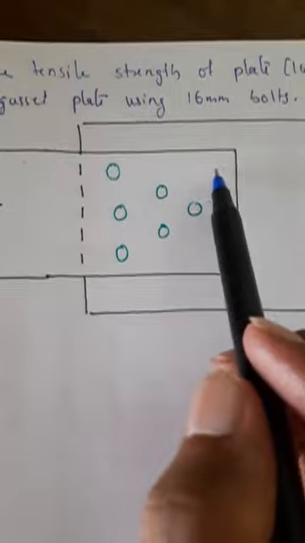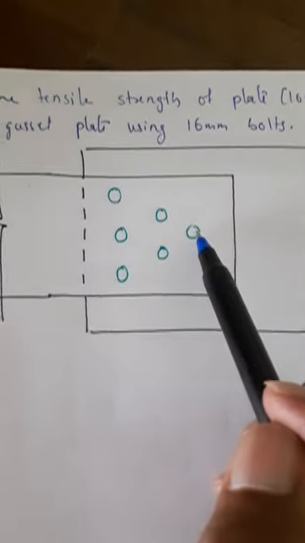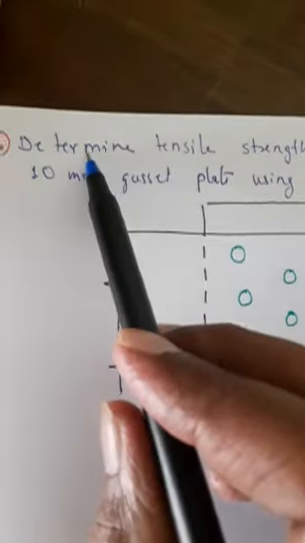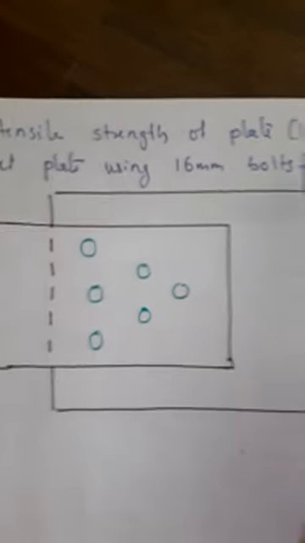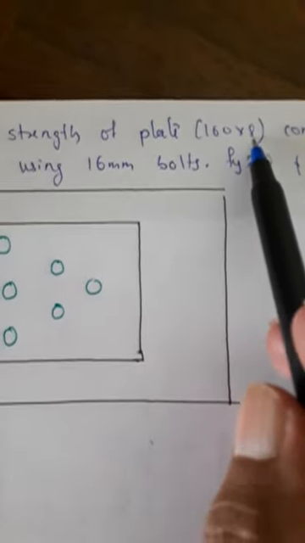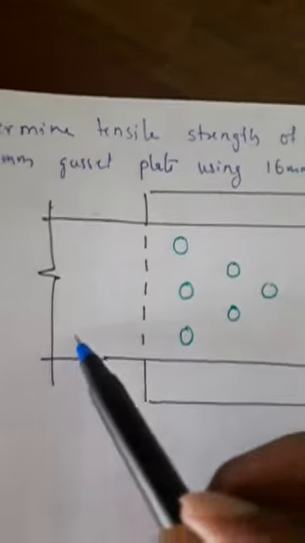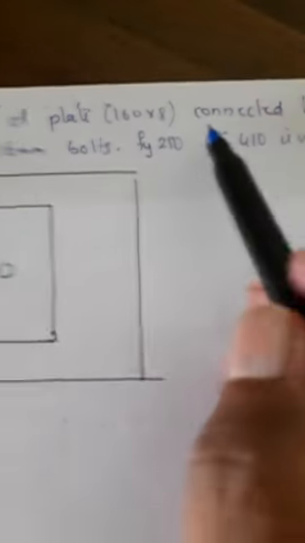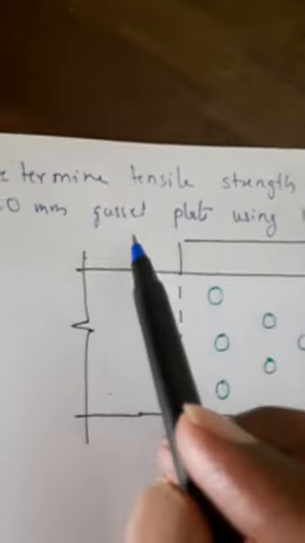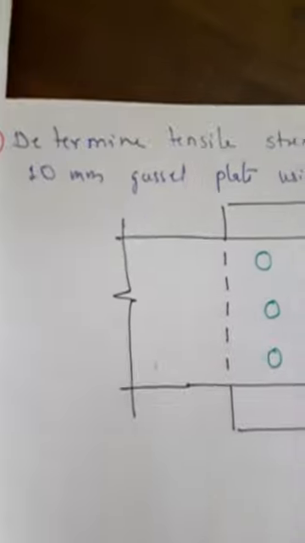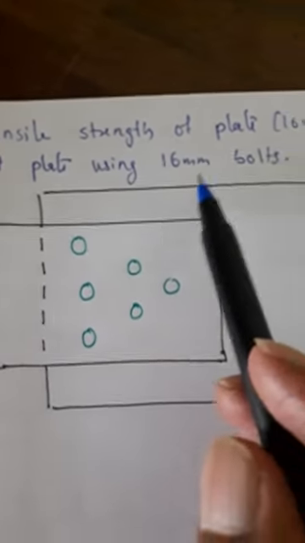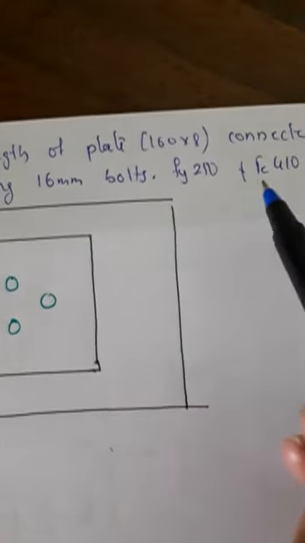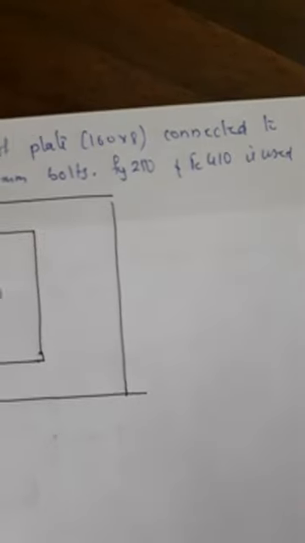So today we'll take up one example on diamond type of bolting. Determine the tensile strength of the plate 160 by 8. So 160 is the width, 8 is the thickness of this plate, connected to a 10 mm thick gusset plate using 16 mm bolts. Fy is 250, Fu is 410.